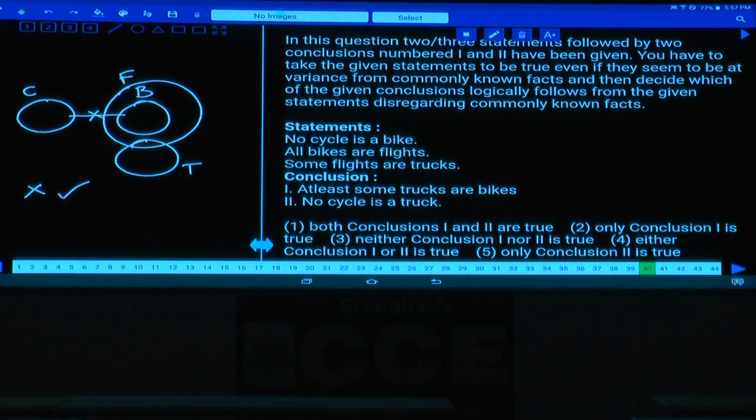As no cycle is a truck is true, to make this one false, now we should prove some cycles are trucks. Tell me whether we can draw like this or not. Now this truck and cycle we are representing like this. Then what happens to this one? Alternate diagram proven, previous conclusion false. After making the previous conclusion, now we should check out the first conclusion whether it is true or false. Now the first one, some trucks are bikes. Now also trucks are bikes, that is false. Hence neither 1 nor 2, that is choice 3. Hence question number 40, choice 3 is the answer.